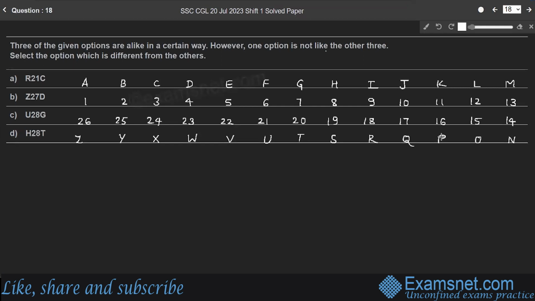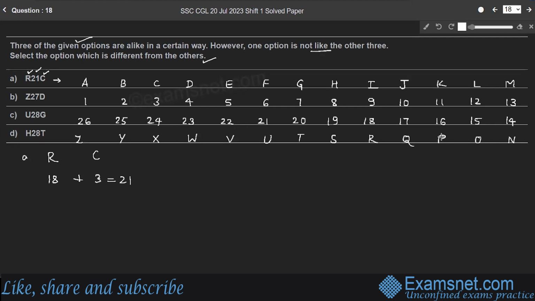Question 18. 3 of the given options are alike in a certain way. However, one option is not like the other 3. Select the option which is different from the others. Here option A is R21C. Here, the positional value of R is 18, right? The positional value of C is 3. So 18 plus 3 is 21. Therefore, in option A, R plus C is equal to 21, the middle number.